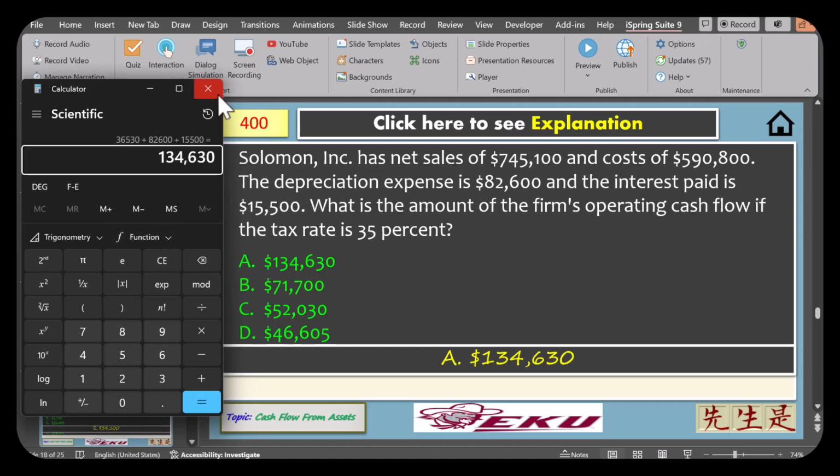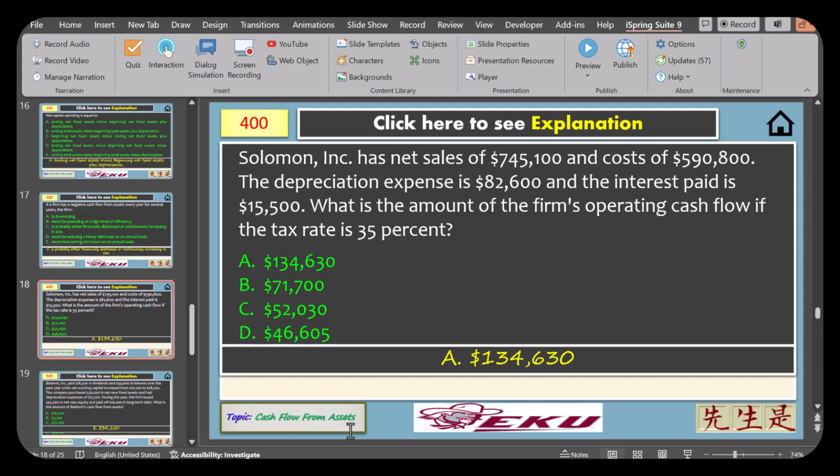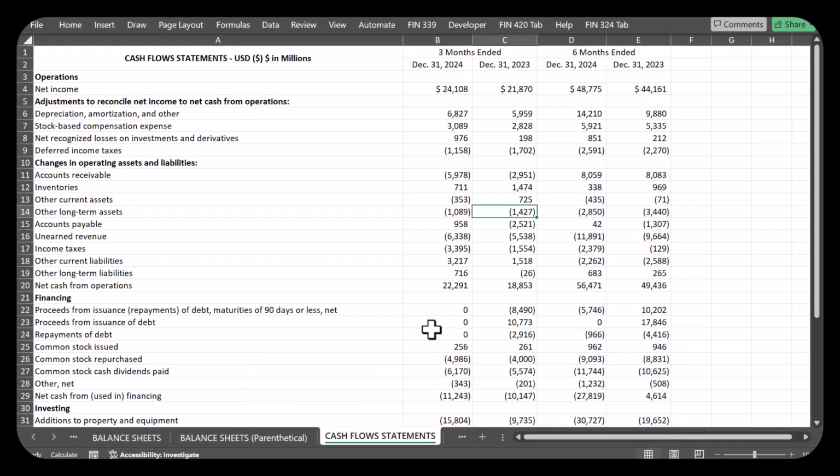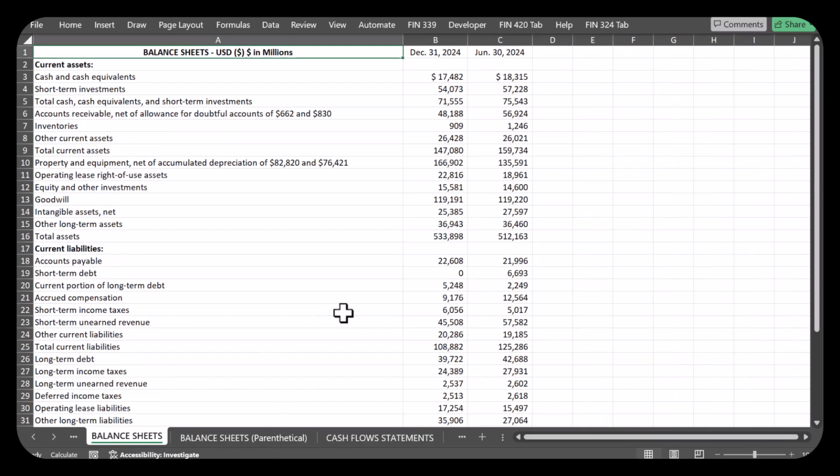All right. In the remaining part, let me briefly go over Microsoft's balance sheet. Let me make this a bit bigger.